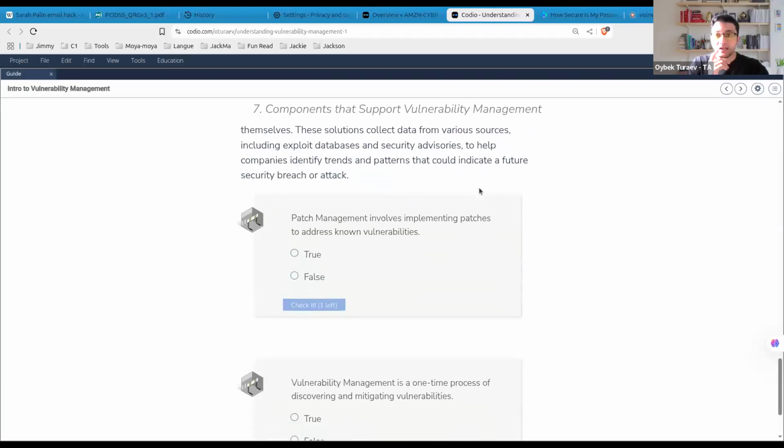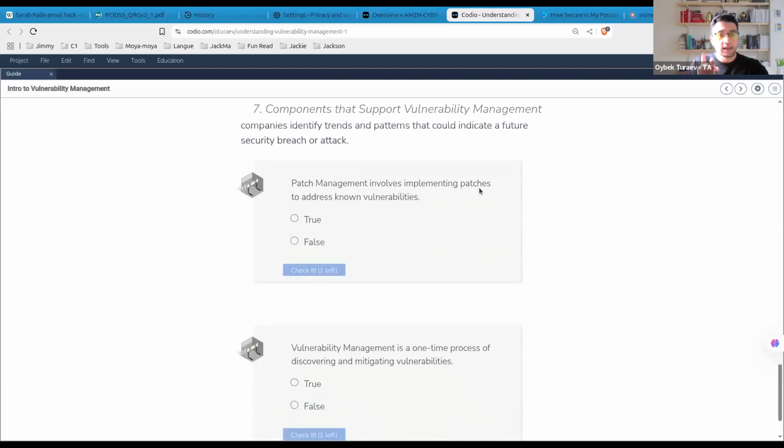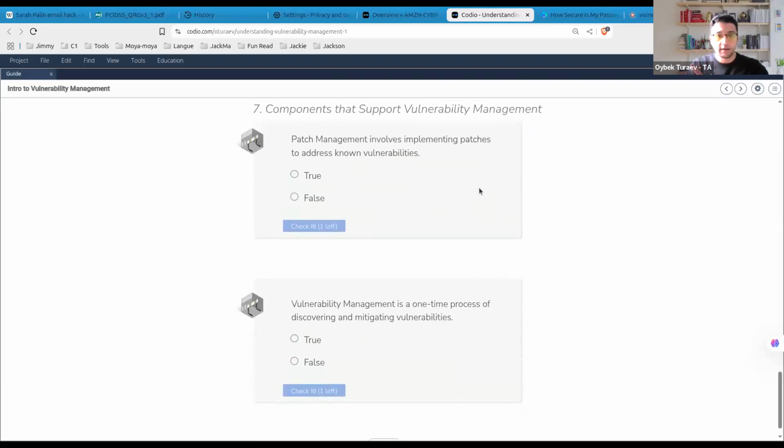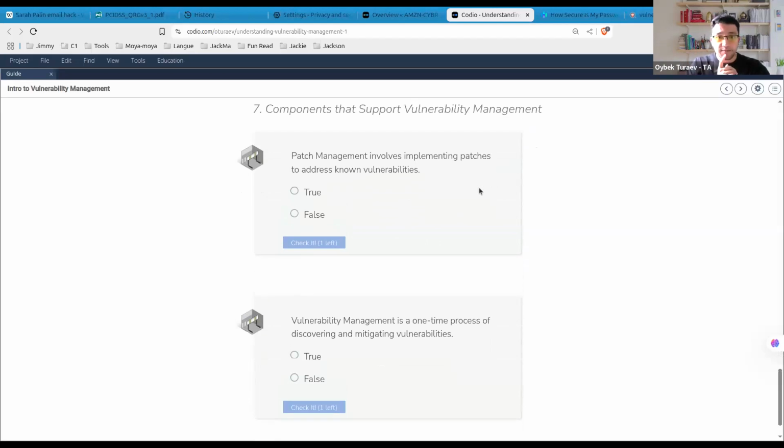Now, before we take the break, guys, let's answer this question, okay? Patch management involves implementing patches to address known vulnerabilities. True or false? What do you think?